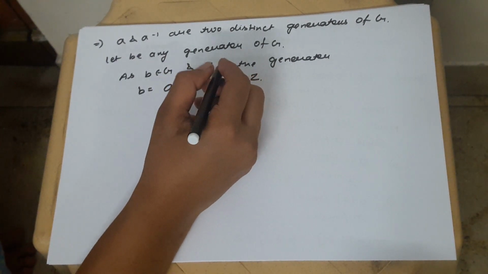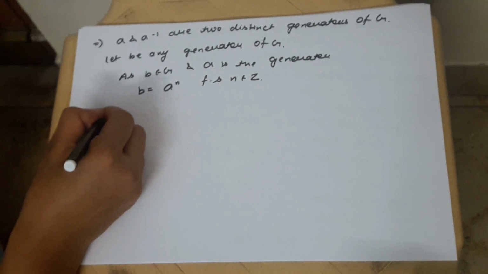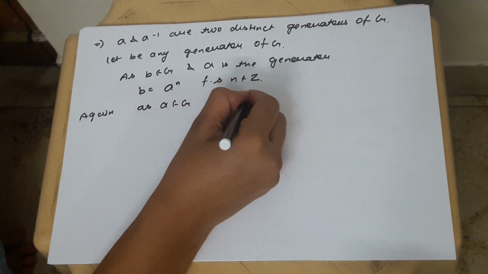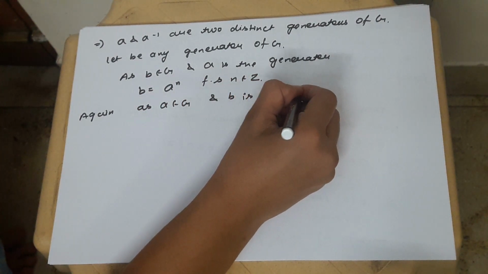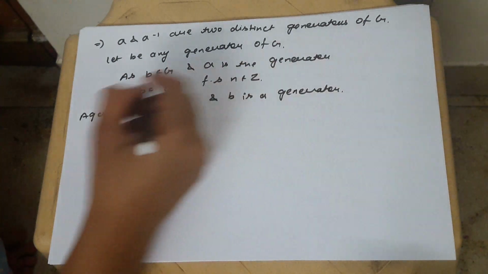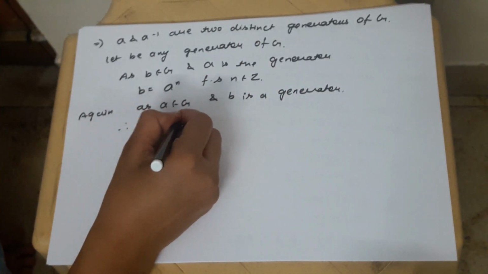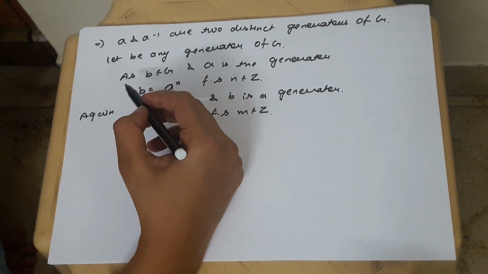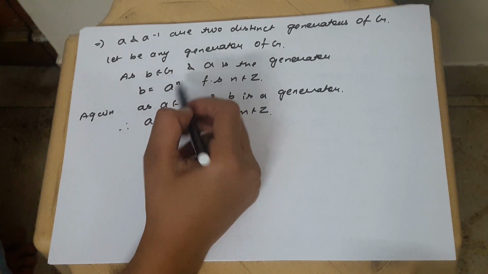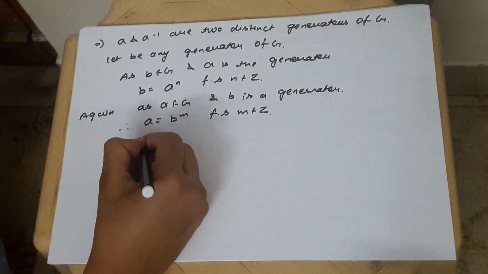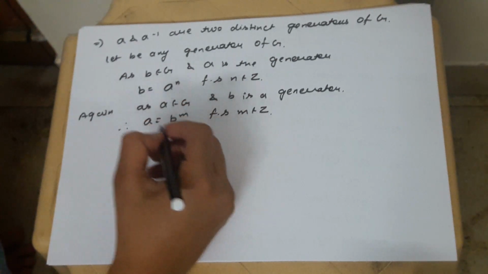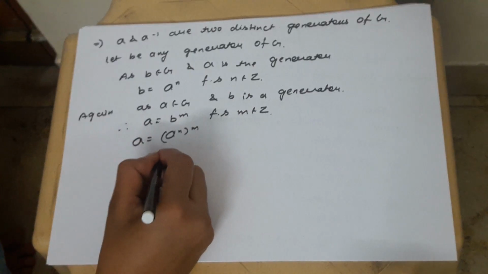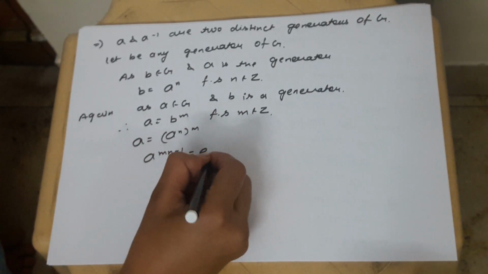Again, as a belongs to G and b is a generator, therefore a is equal to b to the power m for some m belonging to Z. Now, b is equal to a to the power n and a is equal to b to the power m. So, substitute here the value of b. This is a to the power n, whole to the power m, which implies a to the power mn minus 1 is equal to e.